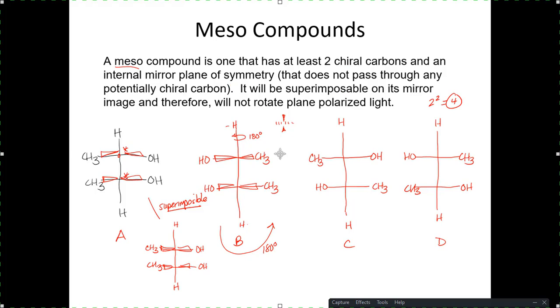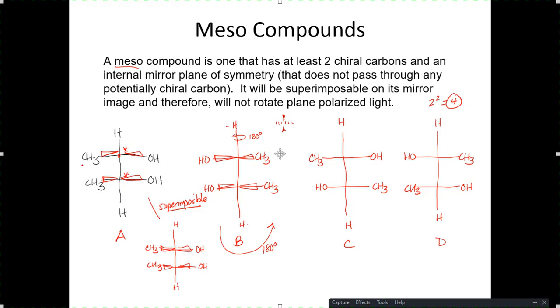Since this molecule is superimposable on its mirror image, it will not rotate plane polarized light. So this is an achiral molecule, or it's not chiral. It won't rotate plane polarized light. In other words, it doesn't exist in two different handed forms, since the two different handed forms are superimposable and the same. Now, where is the mirror plane of symmetry?